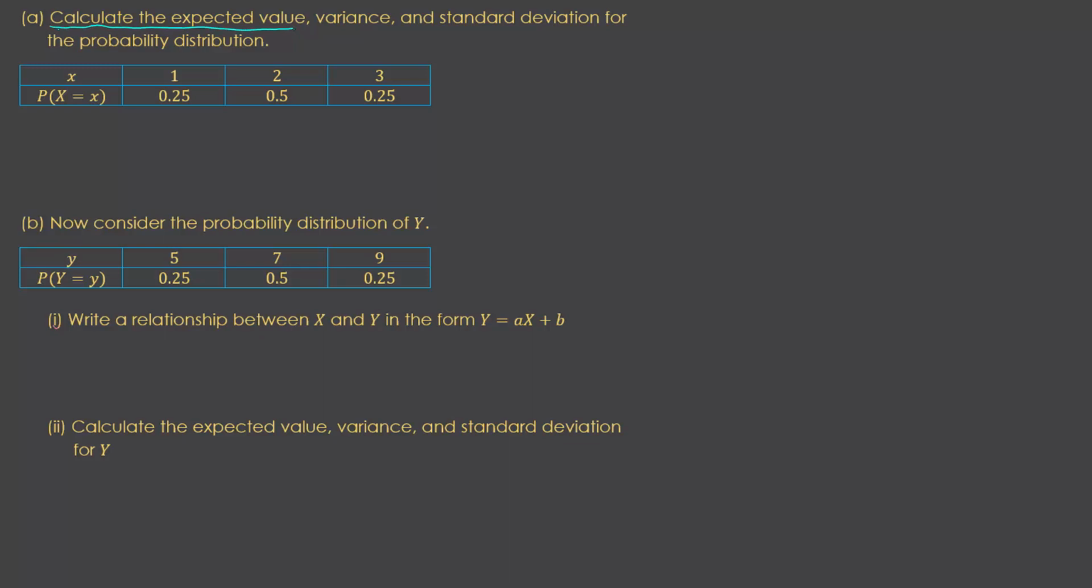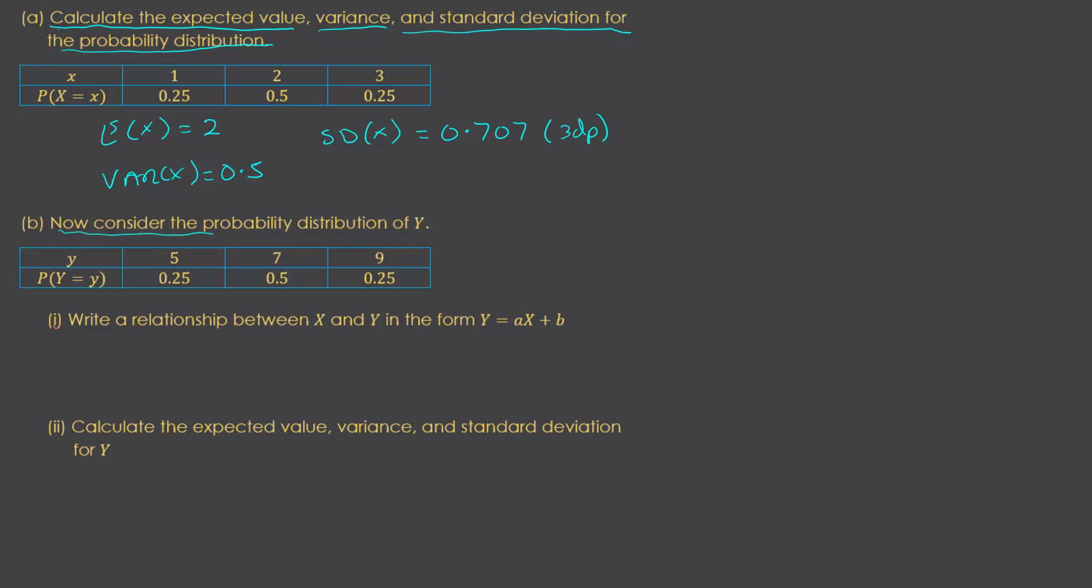Calculate the expected value, variance and standard deviation for the probability distribution shown below. Now it's the same one that we've had before. So we know for this one the expectation of x is 2. The variance of x is 0.5. And the standard deviation of x to 3 decimal places is 0.707.